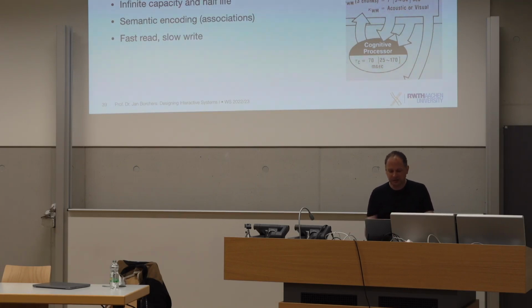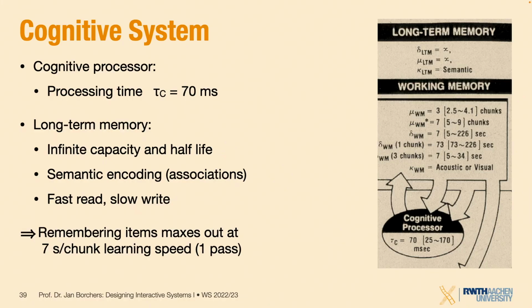Final thing to remember about long-term memory is that it's a fast read, so you have quick read access to it, but it's a slow write, as we all know from trying to learn stuff, right? Learning is writing things into long-term memory, and that takes effort and time. There's also a maximum speed at which we can remember chunks of information. With a single pass, it takes about 7 seconds per chunk of learning things. So you cannot cram things in. You cannot write to your long-term memory at arbitrary fast speeds. It has a certain maximum speed. Again, of course, highly variant between people.